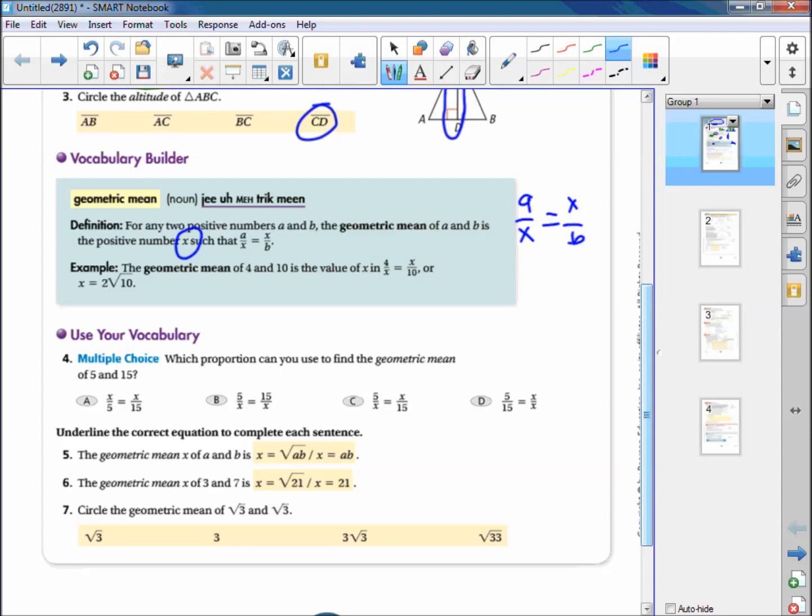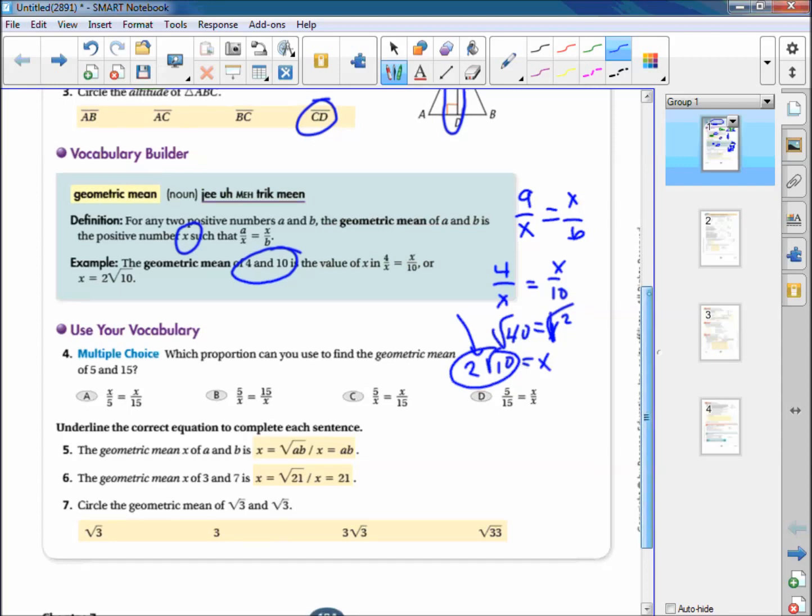So for example, the geometric mean of 4 and 10, we would set up the proportion 4 over X equals X over 10, and then we would solve it. So we get 40 equals X squared. And then you could take the square root of that, and you're going to get exactly 2 root 10. And if you need some help with figuring out how that turns into 2 root 10, we'll work on it a little bit in class next time.